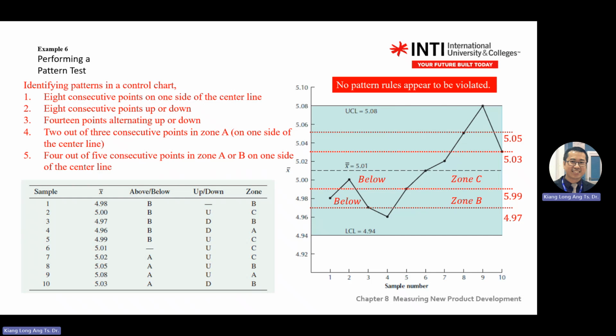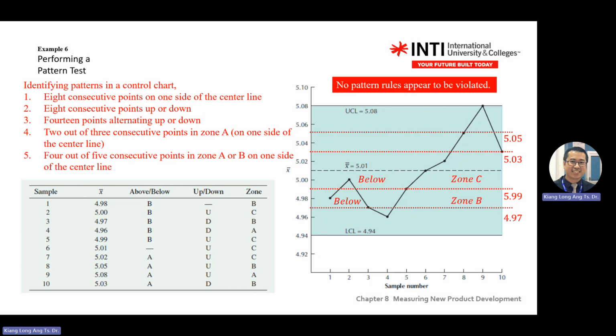Zone A is here. So 2 out of 3. 1, 2, 3. 1 and 2 already hit, violate rule number 4. Here also. Okay. On the top, on the top.